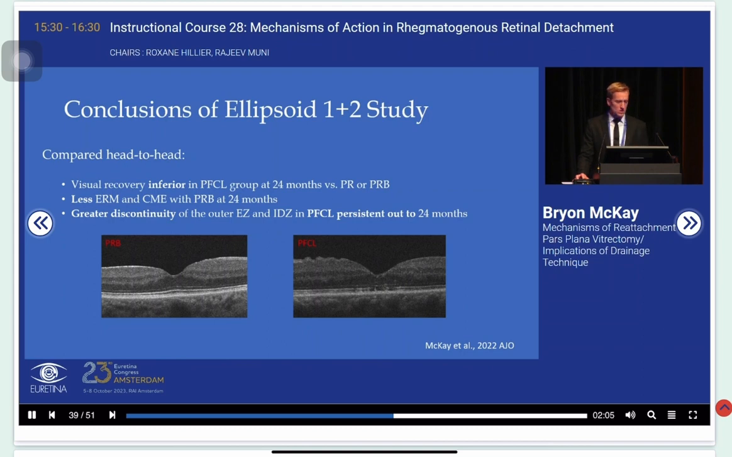So in conclusion, visual recovery seems to be inferior with PFCL use, and it seems to be more advantageous to use drainage to the break when possible, and there's less ERM and CME with drainage to the peripheral retinal break as well. And those changes in the OCT persist out to 24 months and seem to be higher with the use of PFCL.